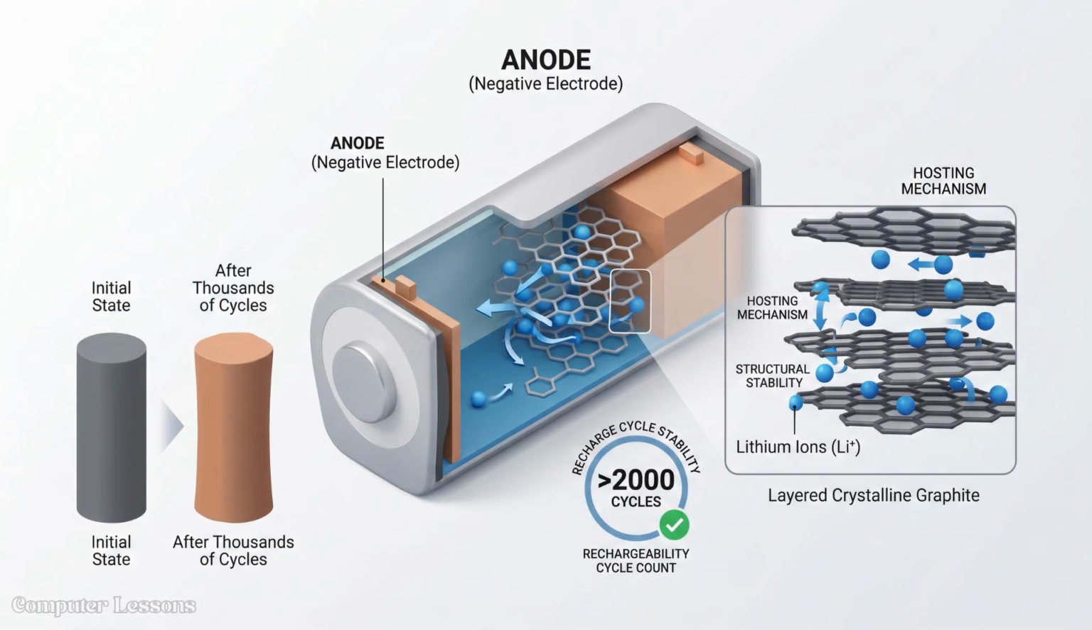Opposite the cathode sits the anode, or the negative electrode, which is almost universally made of layered crystalline graphite. Graphite is chosen for its unique ability to host lithium ions within its molecular layers without changing its physical shape significantly. This structural stability is what allows the battery to be recharged thousands of times effectively.